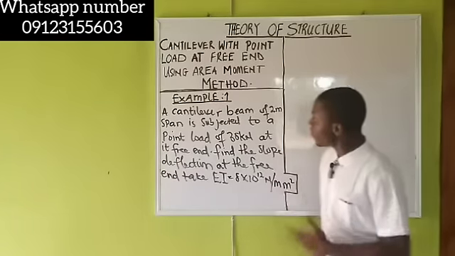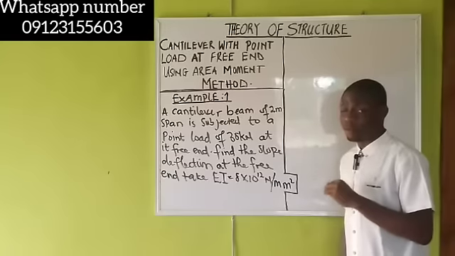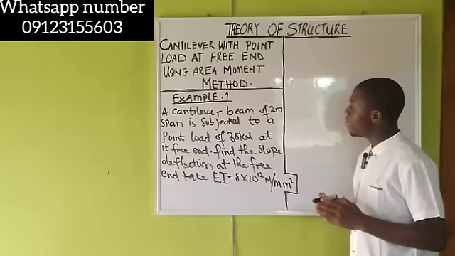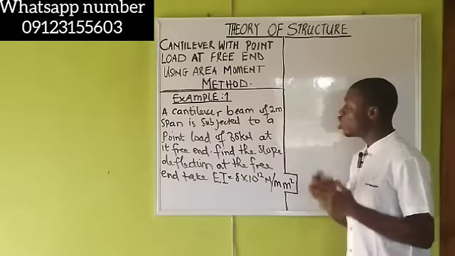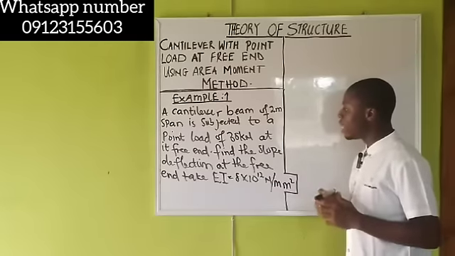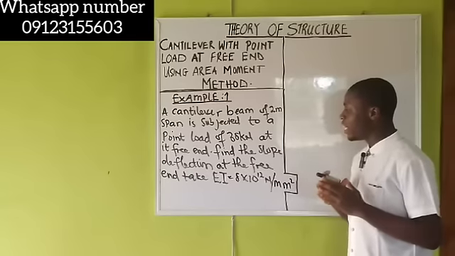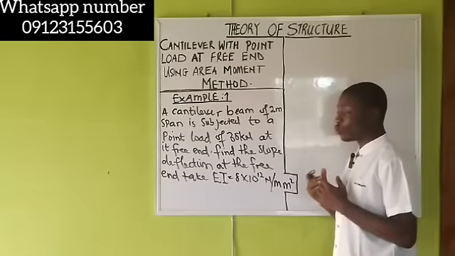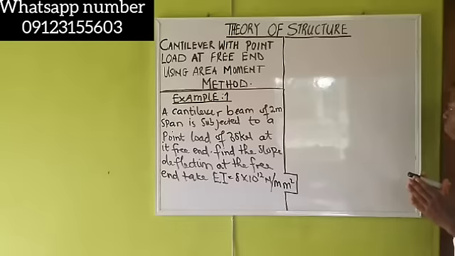Right, let's solve this example by applying the concept of the area moment method for a cantilever beam with a point load at its free end. The question goes below. A cantilever beam of 2 meters span is subjected to a point load of 30 kilonewton at its free end. Find the slope and deflection at the free end. Take EI to be 8 times 10 to the power 12 Newton per millimeter squared. My first task now is to interpret this question in the form of a diagram.